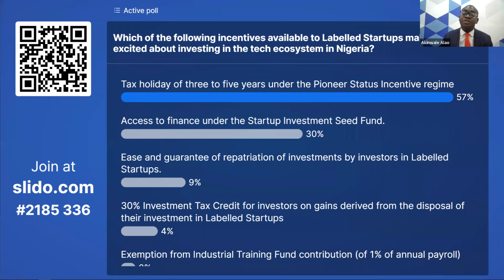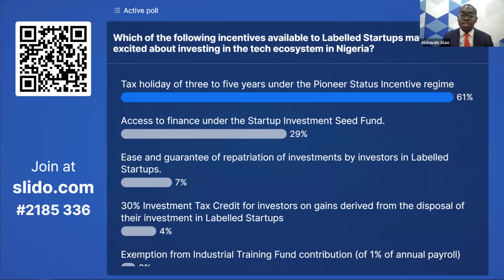The dividends paid to investors in a pioneer company are not liable to withholding tax. That's another major incentive that would be available to labeled startups that are eligible to enjoy the pioneer status incentive. It's important to know that it may not be all labeled startups that would enjoy pioneer status incentive. There's a list of companies that are eligible, and a list of products and services that are eligible, and some of them, of course, relate to tech-enabled products or services.